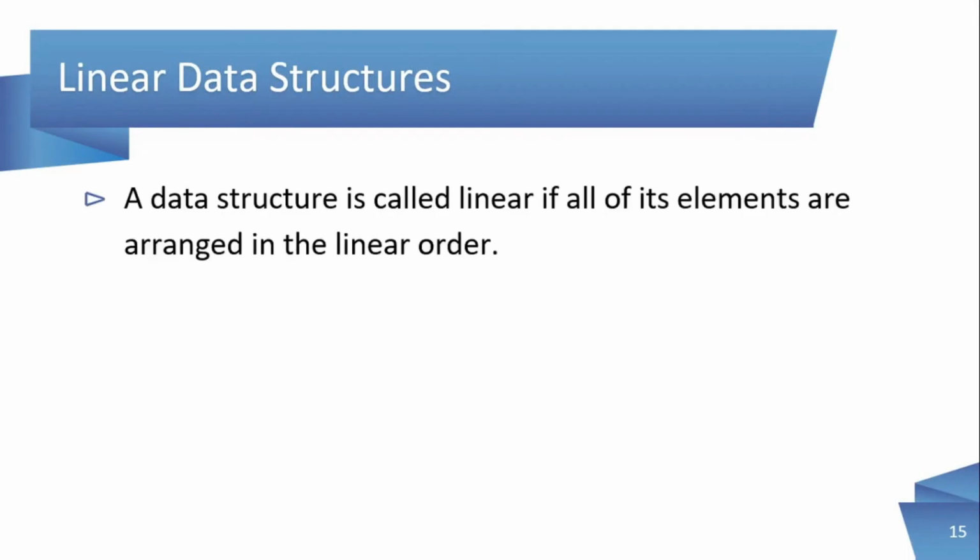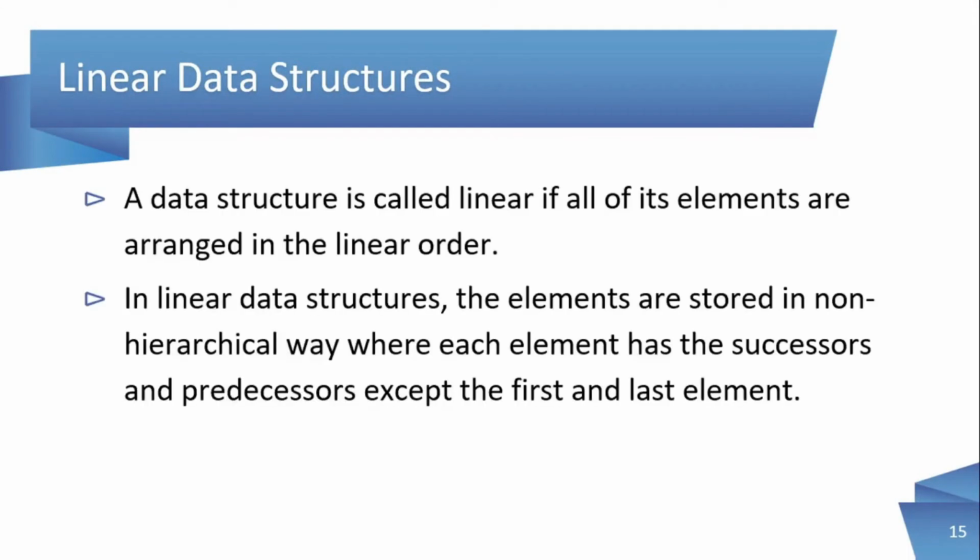Linear data structures. A data structure is called linear if all of its elements are arranged in a linear order. In linear data structures, the elements are stored in a non-hierarchical way where each element has a successor and predecessor, except the first and last element. A linear data structure is a structure in which the elements are stored sequentially, and the elements are connected to the previous and the next element.